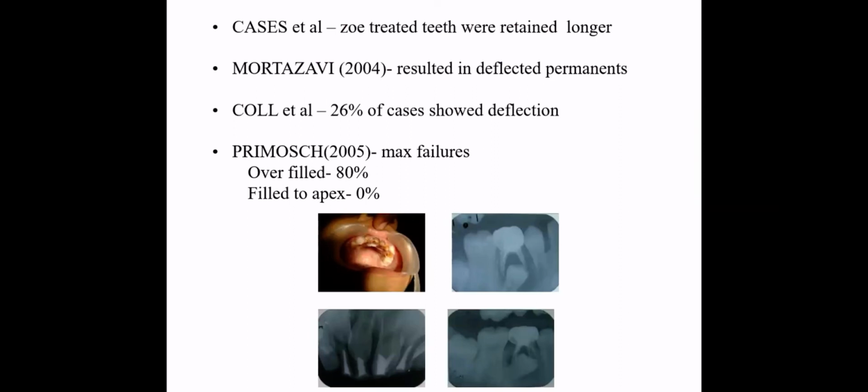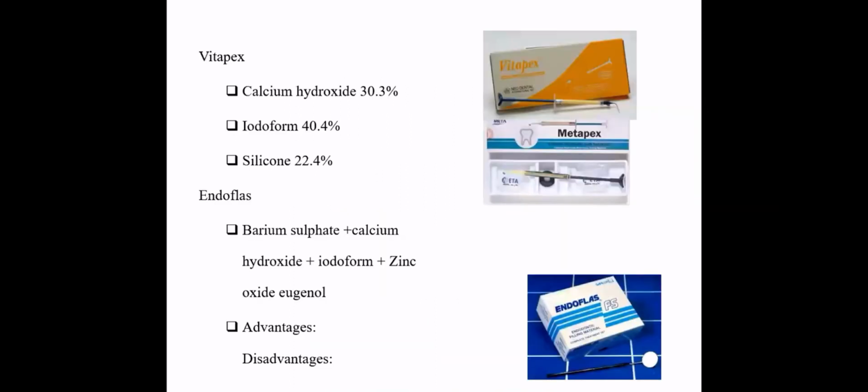Then next is the Vitapex. Vitapex is the combination of calcium hydroxide, iodoform, and silicone oil. Then next material that we use is Endoflas, that is eugenol based. So zinc oxide eugenol, calcium hydroxide, iodoform, and barium sulfate are the composition of Endoflas. Then the major advantage of both Vitapex and Endoflas is that the resorption rates are almost similar to that of the tooth.